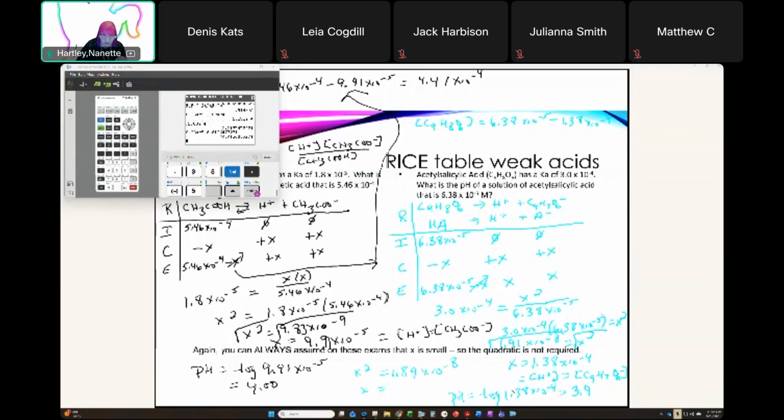If I understand correctly, if it was 1.89 times 10 to the minus 8 for the x squared portion, when you take the square root of that, you would end up with 0.01374 instead of 1.38 times 10 to the minus 4. And so if you take the negative log of that, you get 1.86, which is what was reported. Right. Correct.